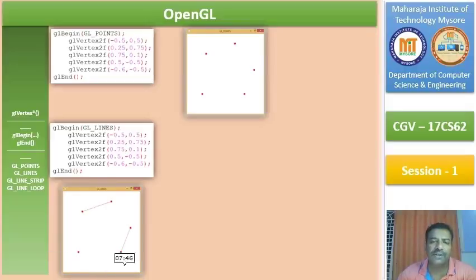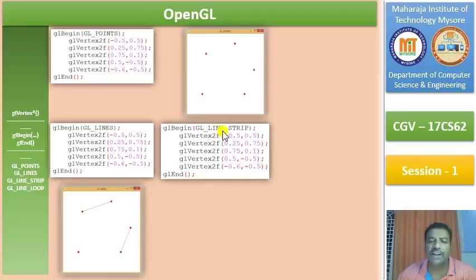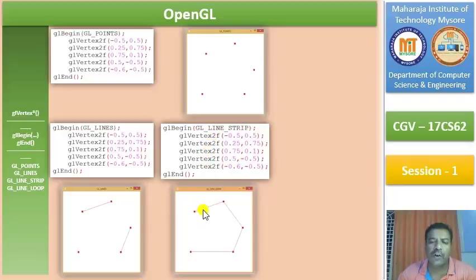Now, if I replace GL_LINES with GL_LINE_STRIP, for the same 5 points, look at the difference in what I'm going to get. I'm going to have 4 line segments with the 5 points. The first line between the first 2 points, the second line between the second and the third point, the third line between the third and the fourth, and the fourth between the fourth and the fifth. This is what happens when I'm using GL_LINE_STRIP.